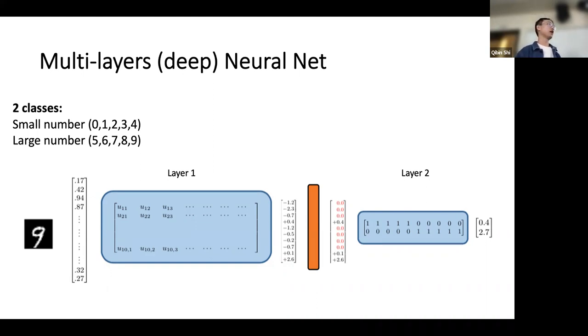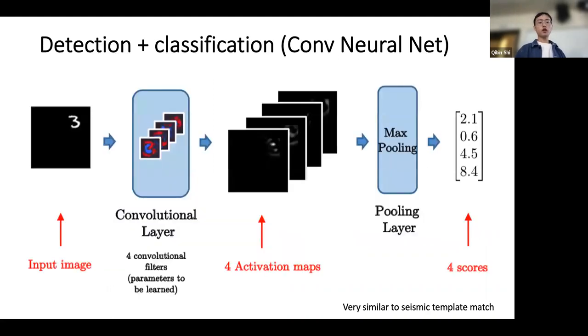So this can work. And it's proven that adding more and more layers will improve the capability of machine learning. You can learn much more complicated problems than with fewer layers.